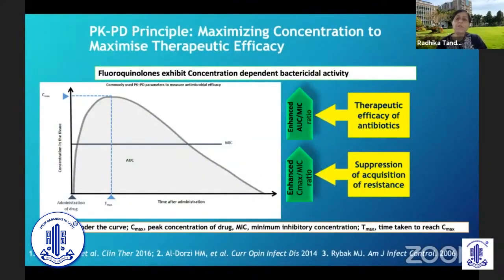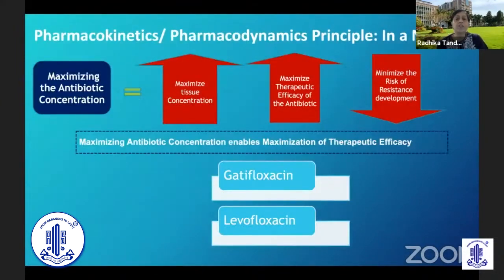So this is the principle. You want to maximize the concentration to get the maximal therapeutic efficacy. An enhanced area under the curve to MIC ratio will tell you the therapeutic efficacy of the antibiotic. And an enhanced concentration versus MIC ratio is going to determine the suppression of acquisition of resistance. And this is what we want in our ideal antibiotic. So just to make it more simple, you would like to maximize the antibiotic concentration.